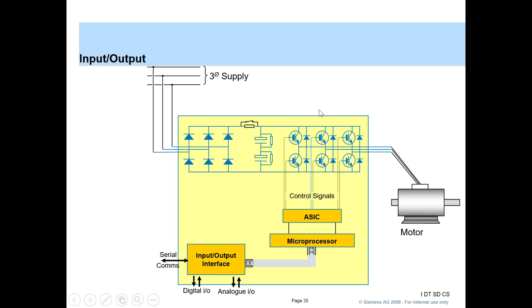This is basically how a drive is controlled. When you have a push button, you send the on command through this IO interface to the microprocessor, and this processes your on command and starts firing the signals. And based on the speed that you have set, the firing pulses or the firing angles of these IGBTs are controlled in such a way so as to control the speed of the motor by varying the voltage or frequency.